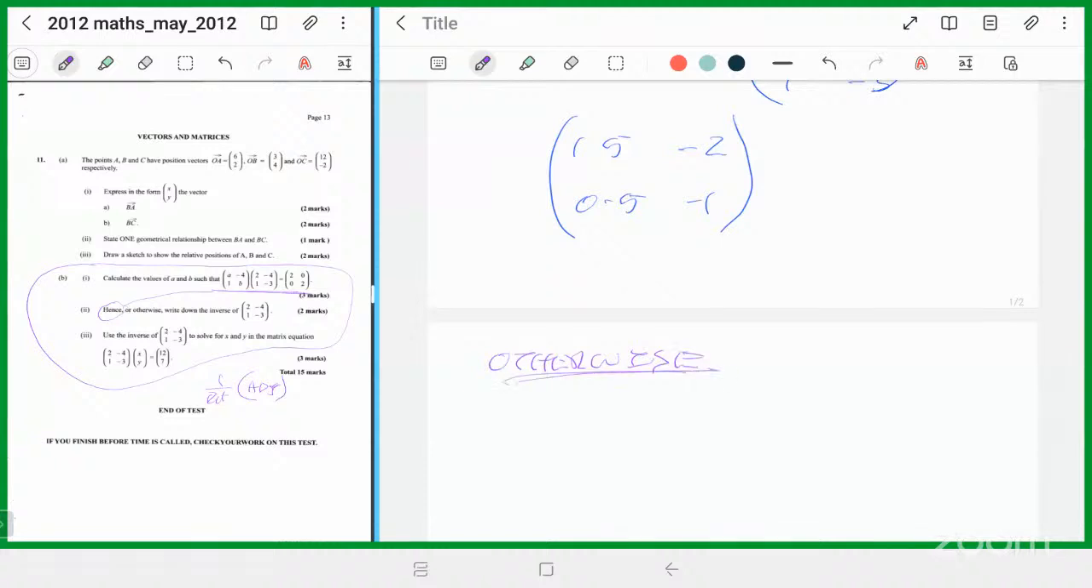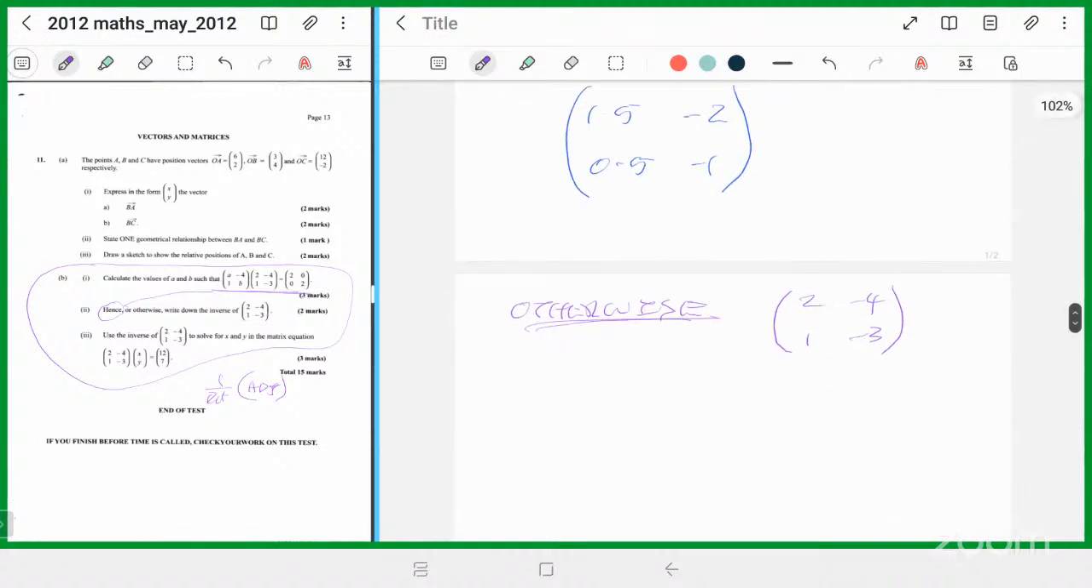And the matrix we're talking about, remember, is 2, -4, 1, -3. So if we calculate the inverse, it will be 1 over the determinant, which is this product, 2 times -3 is -6, minus this product, 1 times -4 is -4. This minus here becomes a plus. Let's put the plus in there.